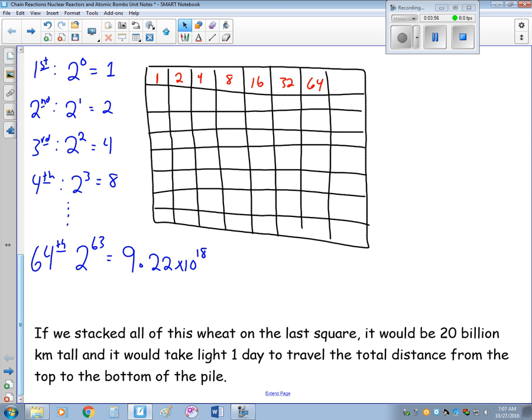That is a lot. In other words, if we stacked all this wheat on the last square, it would be 20 billion kilometers tall. It would take light 1 day to travel that total distance from the top to the bottom of that pile. To put that in perspective, it takes light 8 minutes to travel from the sun to the earth. So it'd be a pile that would stretch much, much, much further past the sun.